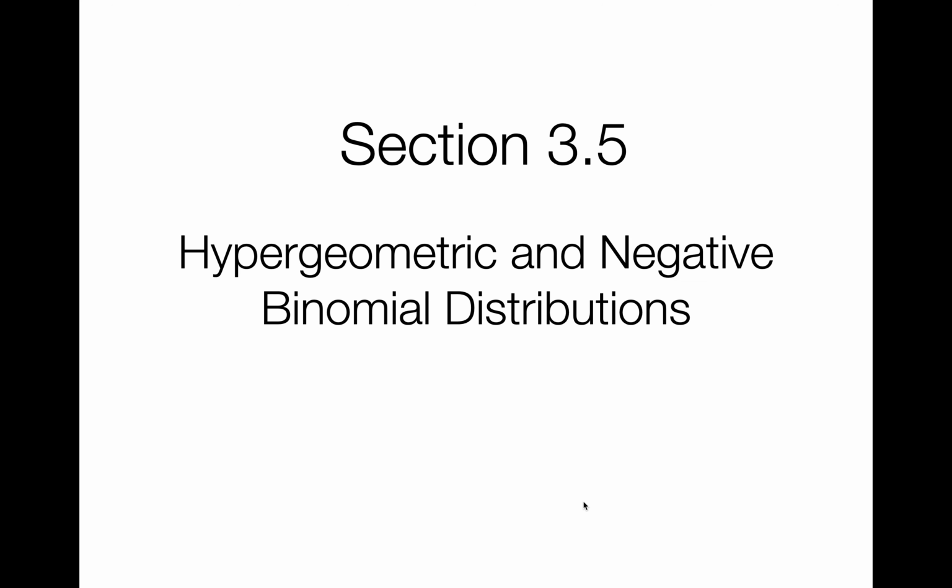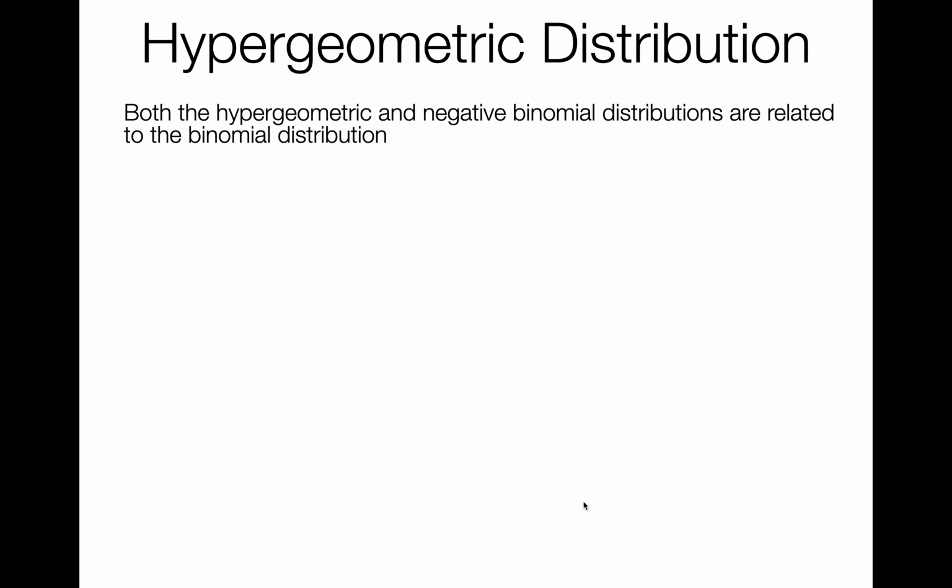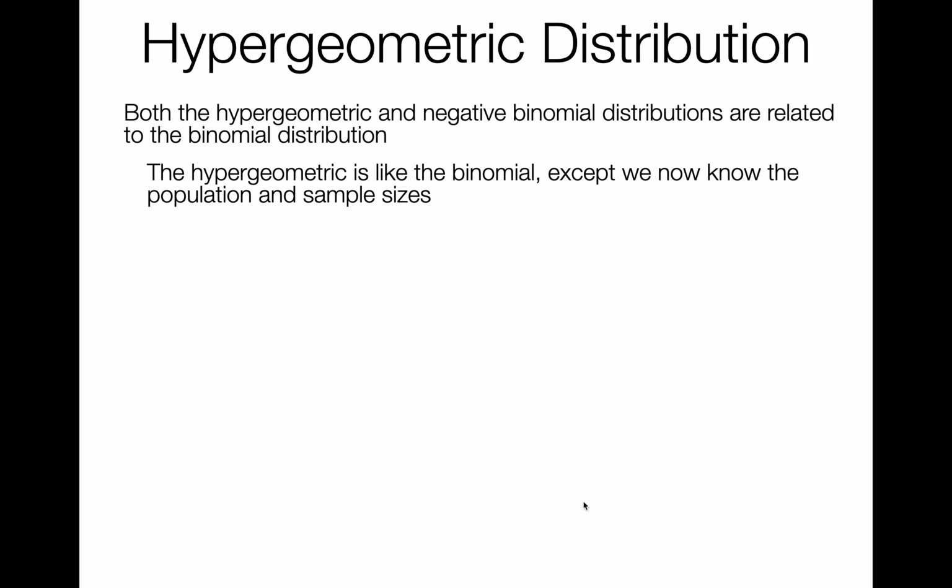Everyone, in this video we're going to talk about section 3.5, which is about the hypergeometric and negative binomial distributions. In this chapter, we're introducing two new distributions that are like the binomial, but address different situations. Both of these distributions are related in some way to the binomial distribution.